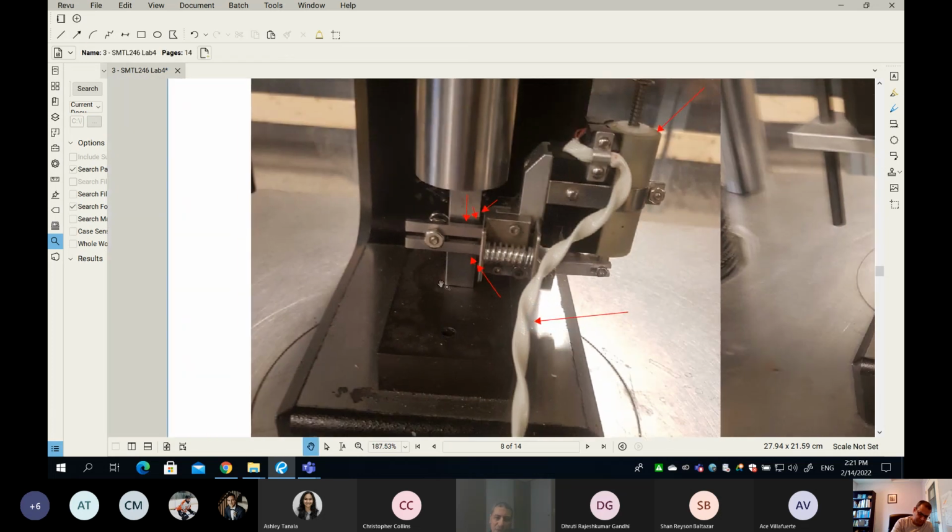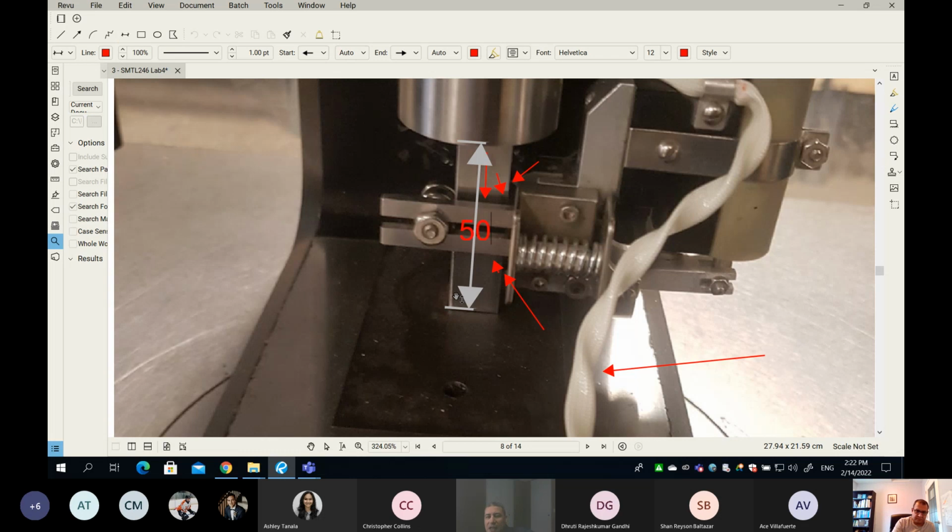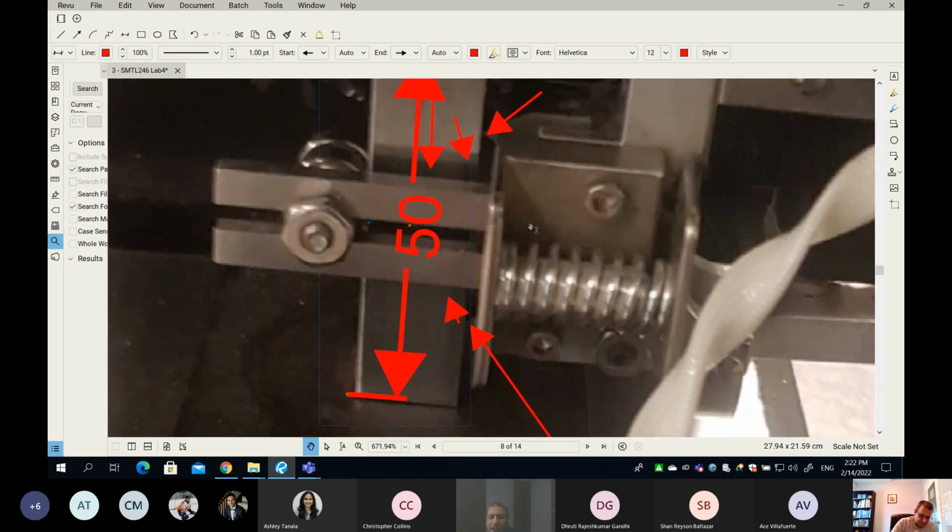Now I'm asking you one question which you will find on the quiz. If you guys remember, I said the height of our specimen is how much? Anyone still remembers? 50. So from here to there, this is 50 millimeters or 2 inches. I'm asking you, can you guess what could be the height of the original length on the extensometer? Is it going to be 50 or less than 50?